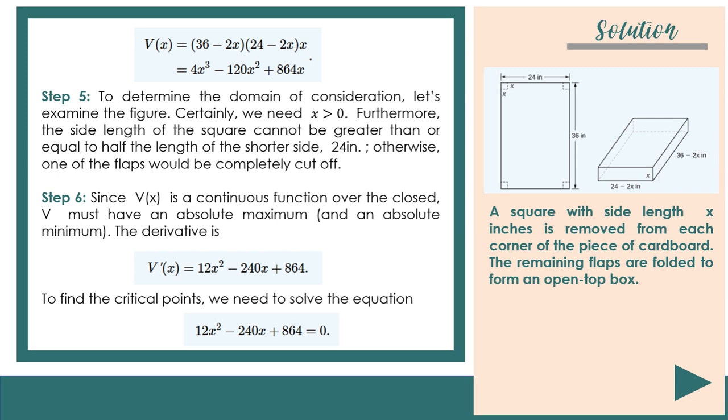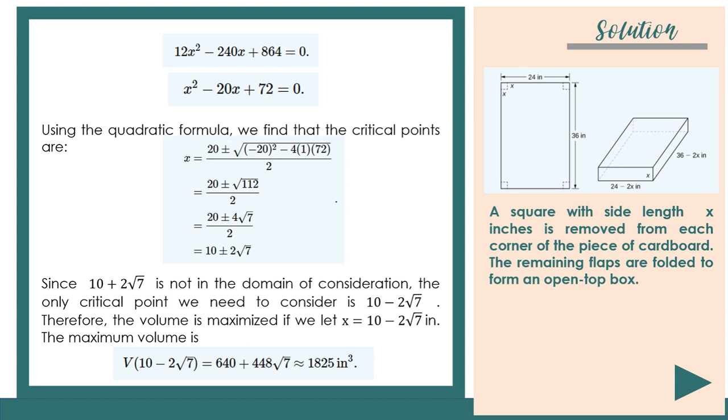So to find the critical points, we need to solve the equation. 12 is common to all the terms. We are going to equate this to 0 and simplify the equation if possible. So we can divide it by 12, where our equation will be x squared minus 20x plus 72 is equal to 0.